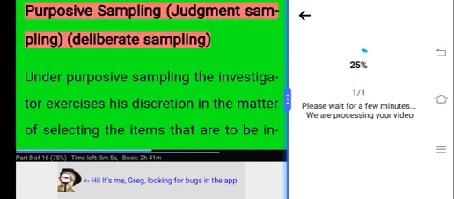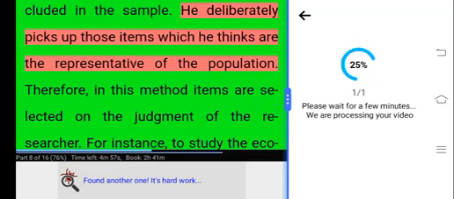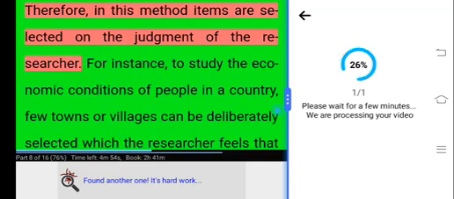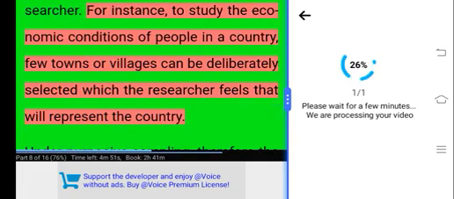Purposive sampling, judgment sampling, deliberate sampling. Under purposive sampling, the investigator exercises his discretion in the matter of selecting the items that are to be included in the sample. He deliberately picks up those items which he thinks are representative of the population. Therefore, in this method, items are selected on the judgment of the researcher. For instance, to study the economic conditions of people in a country, few towns or villages can be deliberately selected which the researcher feels will represent the country.